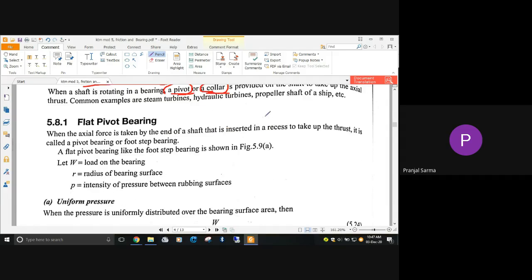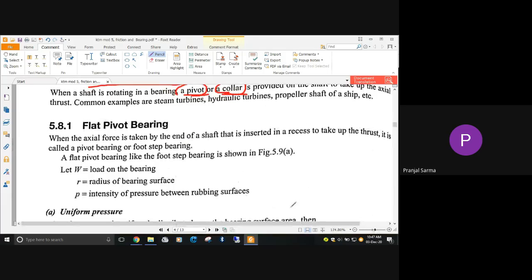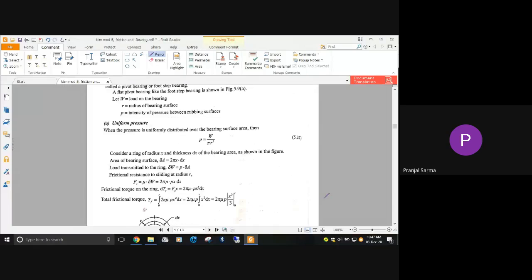So for this class, that's only the introductory part. In the next class onwards, we'll discuss the two theories, the condition of uniform wear and uniform pressure, and how they can be correlated with respect to these bearings.